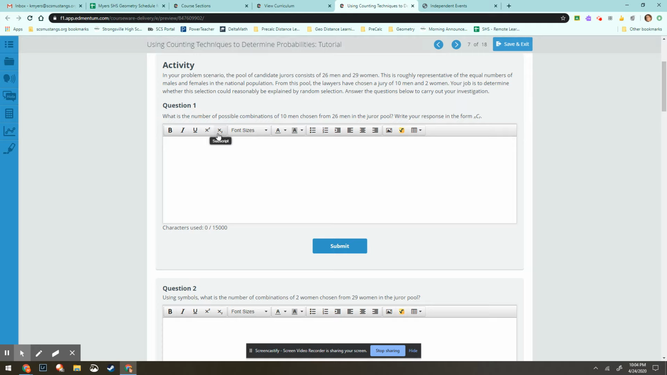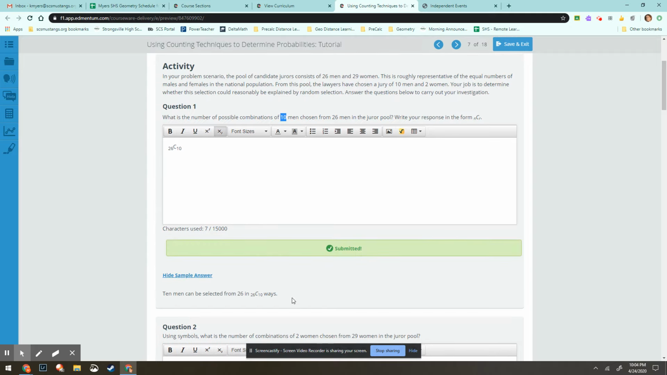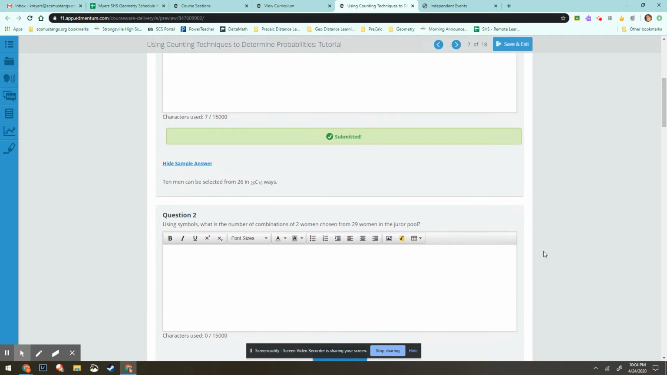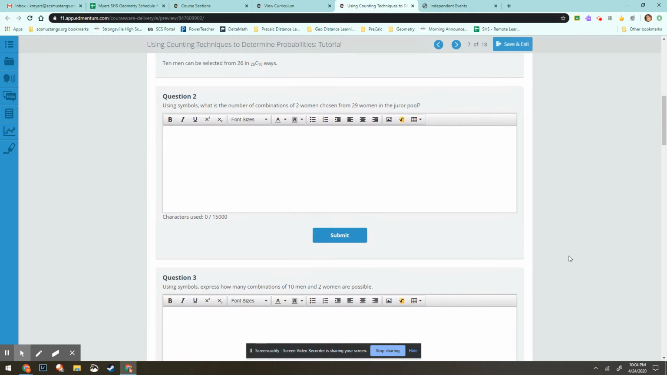If you want to get real fancy, you can use a subscript. N stands for the total number of options, and R stands for the number that we're choosing. Here we're choosing 10. Again, making it fancy, you don't have to do that, but the correct answer here is going to be 26 choose 10. That's how many ways we can pick those 10 men. And remember, like I said in the other video, if you wanted to work that out, you can use your calculator, which we will be doing later.